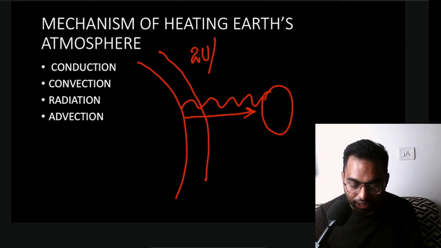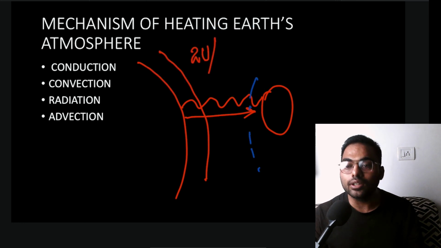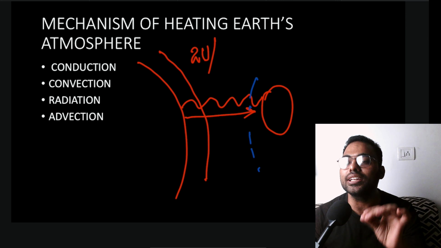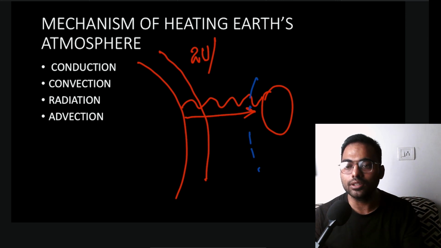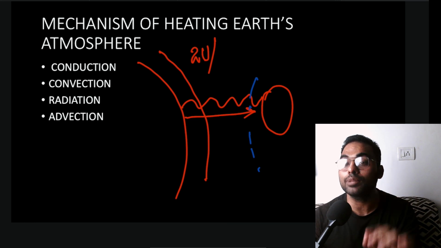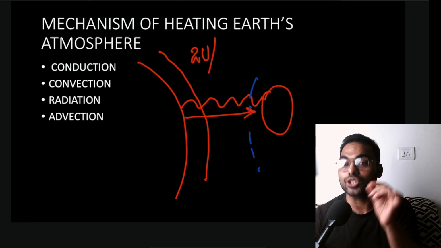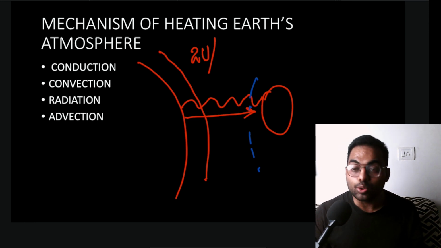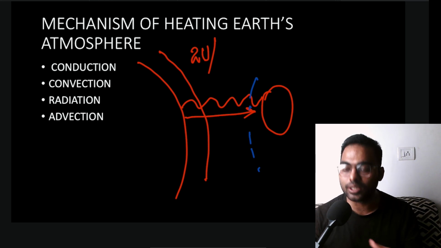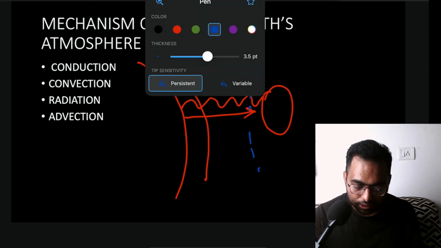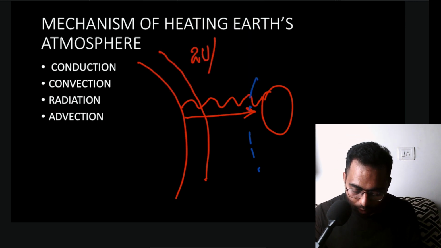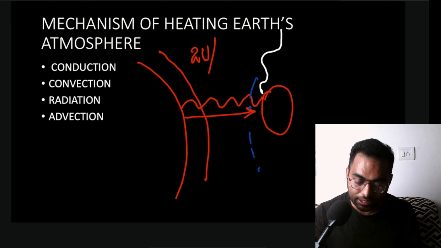And since it is having higher energy, the Earth's atmosphere is nearly transparent to it, because of higher energy. So it directly reaches the Earth's surface and it heats the Earth's surface. Upon being heated, now it is the Earth which will start radiating this heat back in the atmosphere.